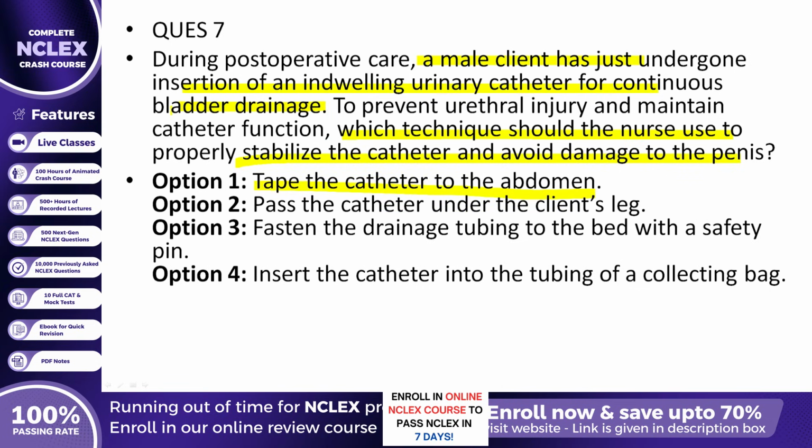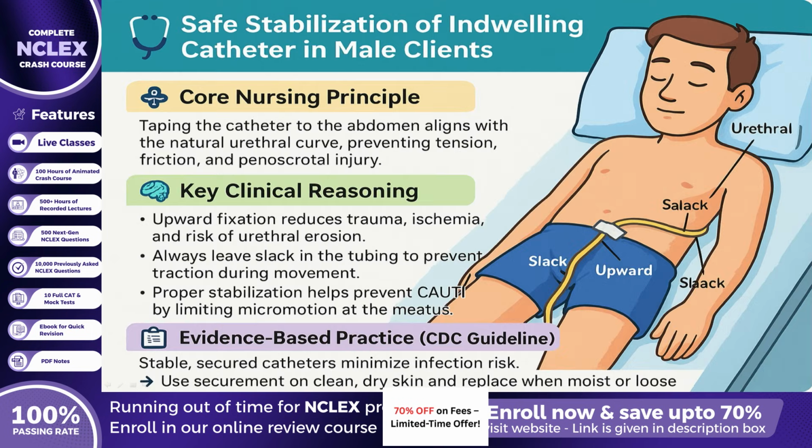Now transitioning into the detailed rationale, taping the indwelling catheter to the abdomen is the most appropriate technique because it follows the natural anatomical course of the male urethra, reducing tension and friction at the penoscrotal junction, a critical area prone to pressure injury and fistula formation. Directing the catheter upward toward the abdomen allows free body movement without pulling or bending the urethra, thereby minimizing trauma, ischemia, or erosion. Nurses should always leave slight slack in the tubing before securing it, ensuring that body movements do not cause traction or inflammation that can lead to urethral necrosis over time.